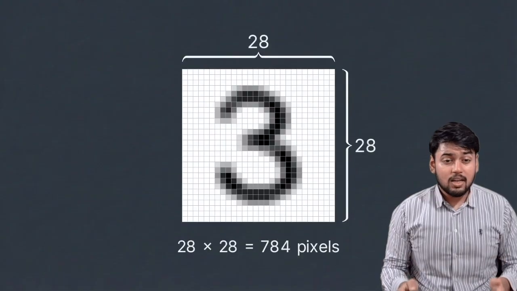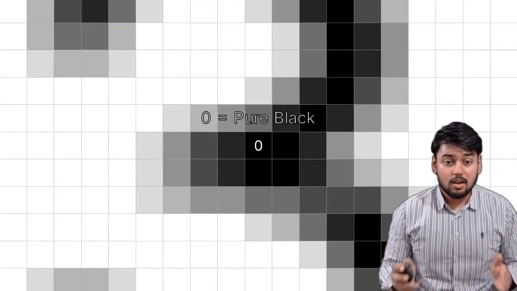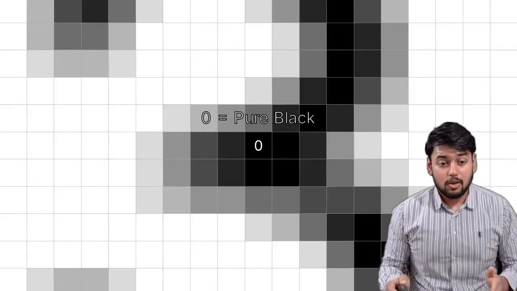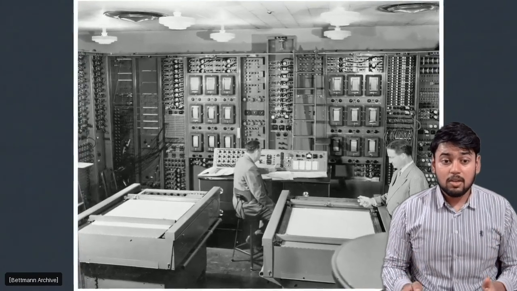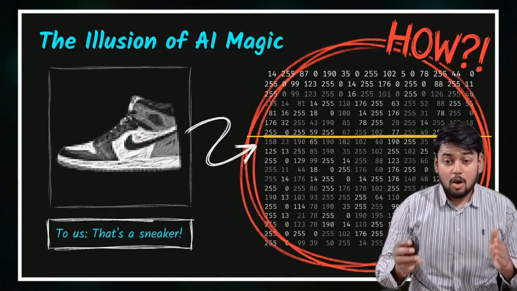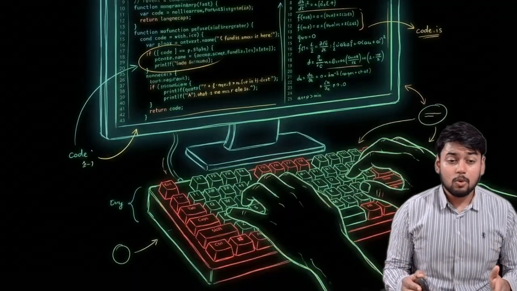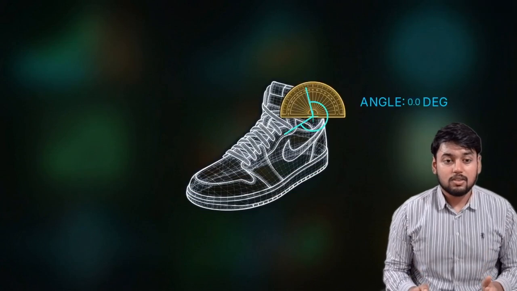When we feed this sneaker into a machine, all it sees is a grid, a 28 cross 28 grid of pixels where every single square is just a number from 0 to 255. For decades, programming a machine to understand that these clusters of numbers meant shoe was nearly impossible. Today, we are going to look under the hood of the math machine that finally solved the puzzle.